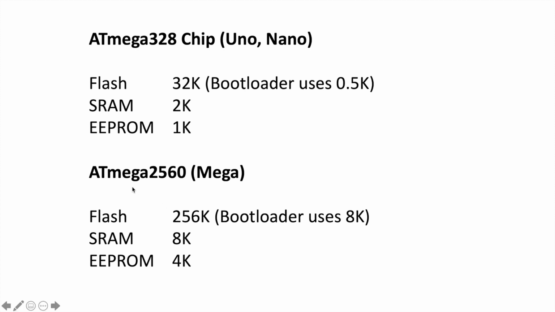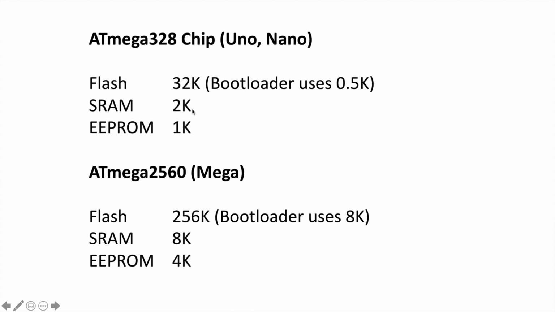The Mega ATmega 2560 has the same structure, except as you can see it's larger. It has a lot more program space, more SRAM, and EEPROM is bigger as well. With both of these, with the Arduino code, the bootloader actually uses a portion of the memory. For the ATmega 328, it uses a half K, and for the ATmega 2560 running on the Mega, the bootloader uses 8K. So, like I said earlier, the program is what goes into Flash, the main code.